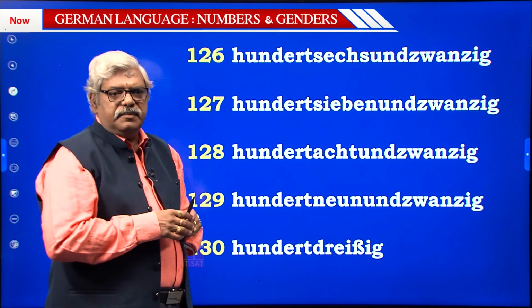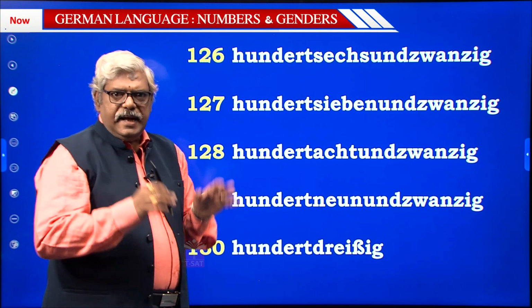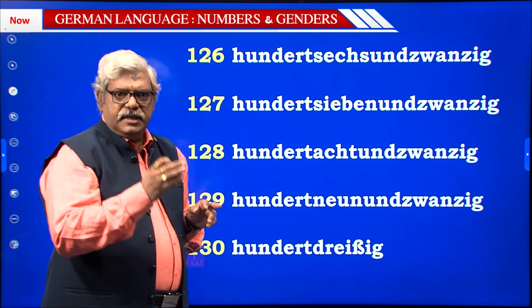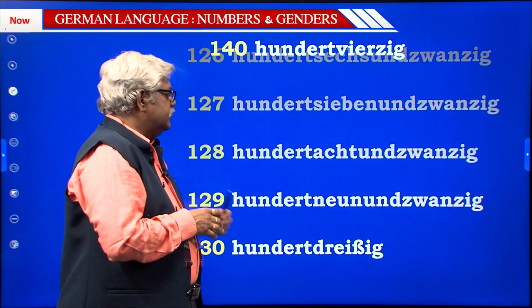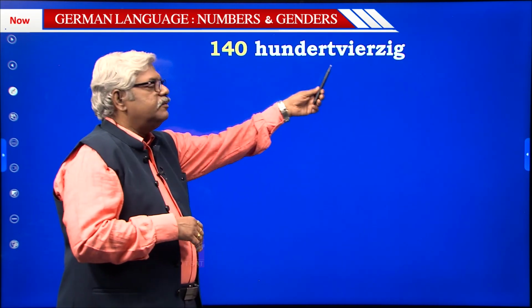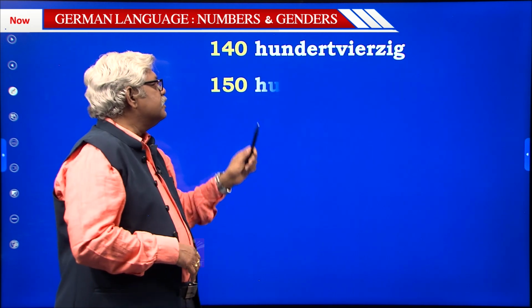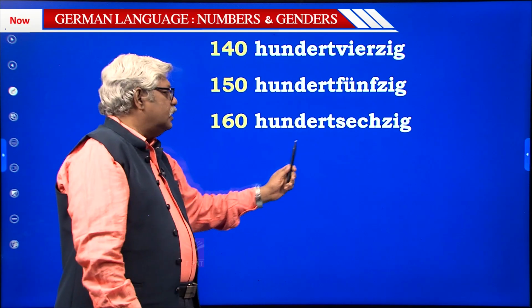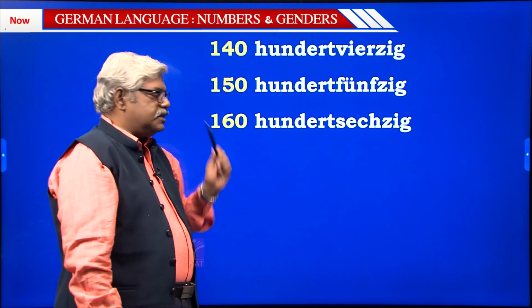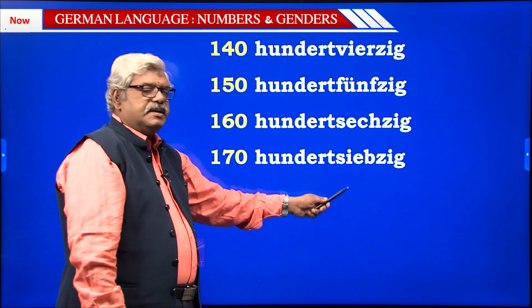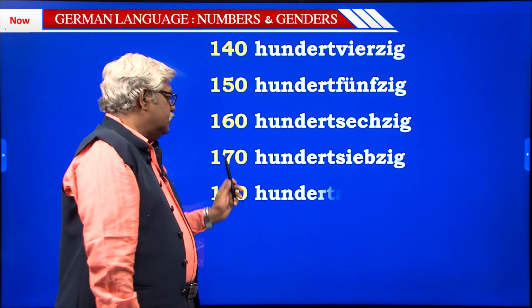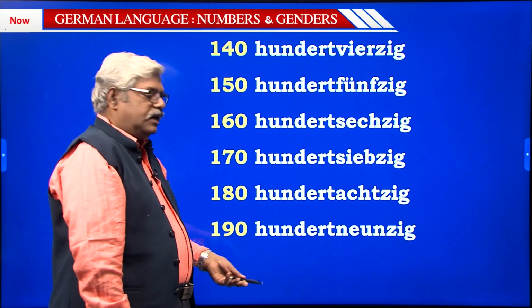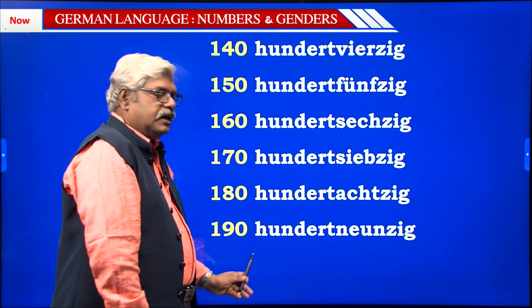So how do we say 131? The same formula is used. Add the 31 number to 100. 131, 132, and so on. So 140, 150, 160, 170, 180, 190.